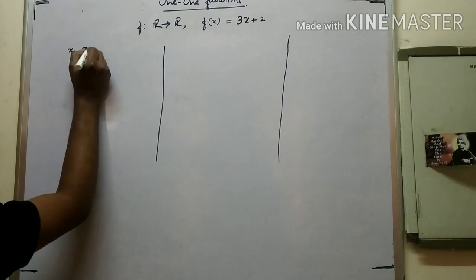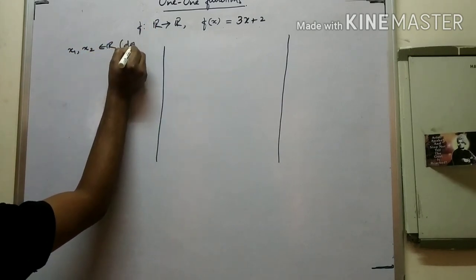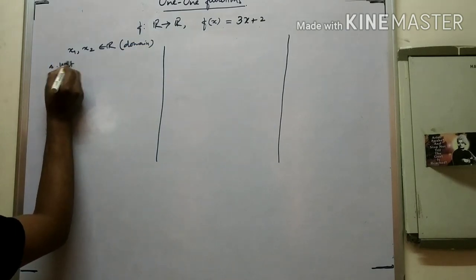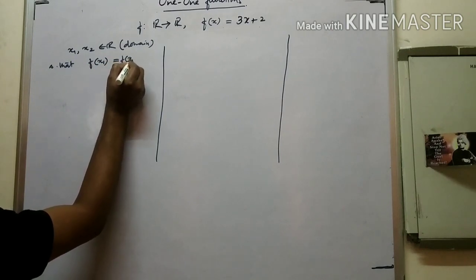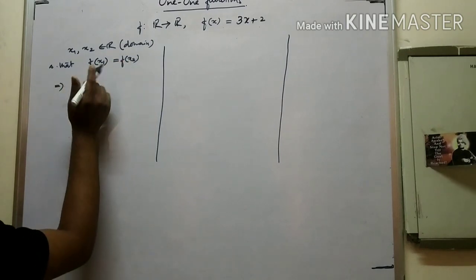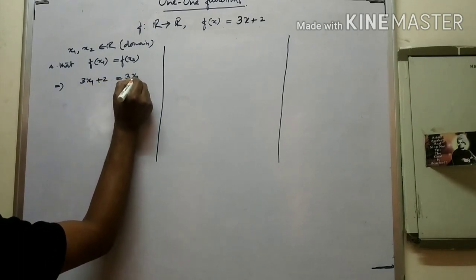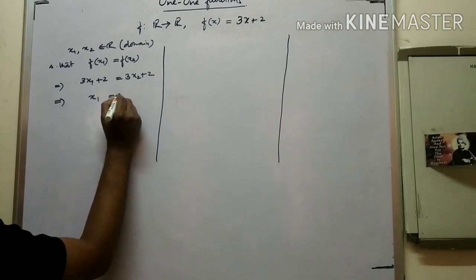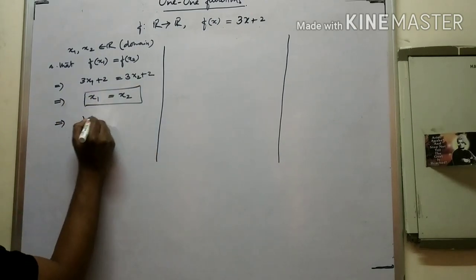Let x1, x2 belong to R, the domain R, such that f(x1) is equal to f(x2). So f(x1) will be equal to 3x1 + 2, and f(x2) is 3x2 + 2. Simple calculation will give me x1 equal to x2. So f is 1-1.